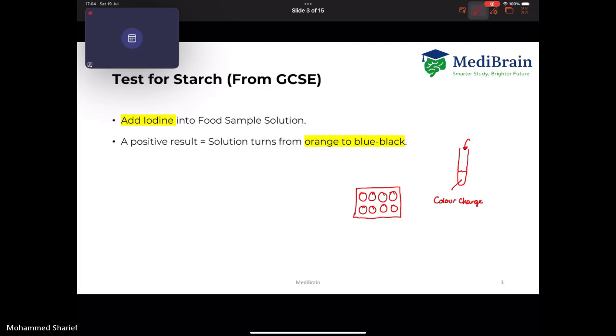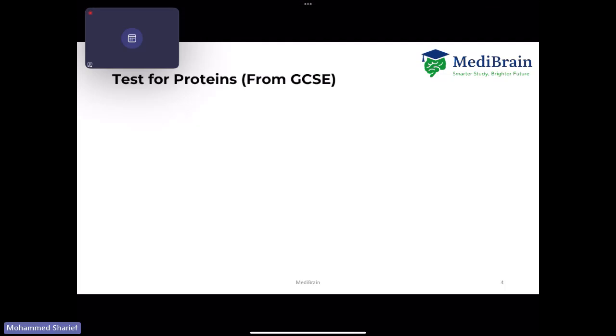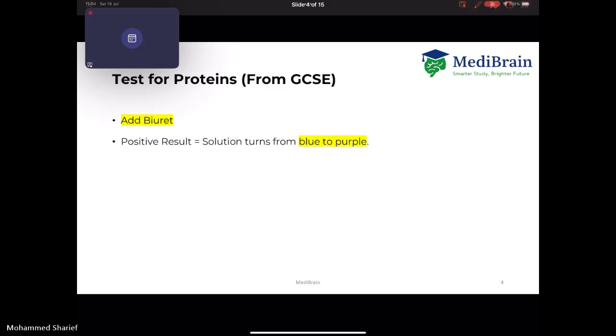Now, that's the test for starch. Moving on to the test for proteins. Again, this is nothing new. This is still GCSE. We've not moved into A level yet. You have to add biuret solution, and a positive result will change the solution from blue to purple.